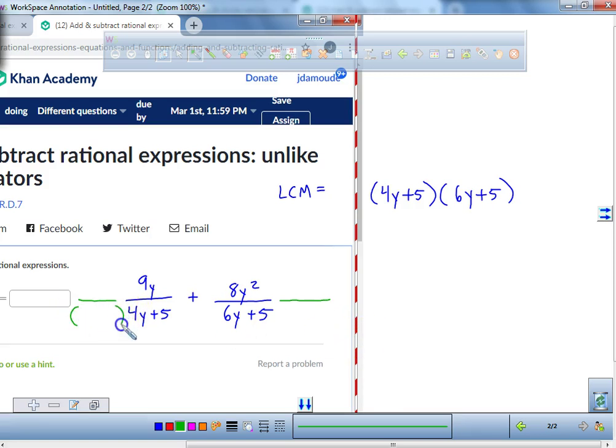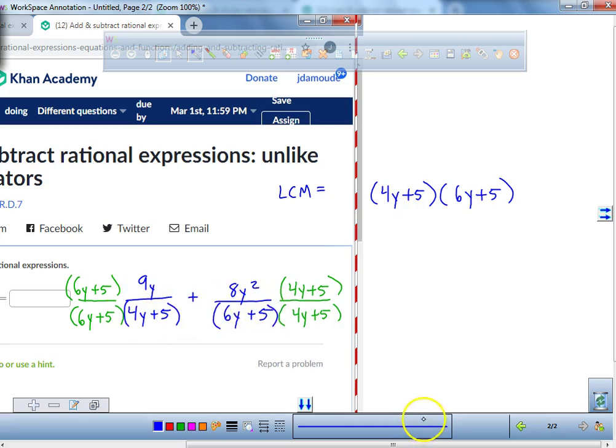So what does this one need that it does not have? It needs a 6y plus 5. So I'm going to put 6y plus 5 here. I'm going to put 6y plus 5. Whatever you do in the denominator, you have to put in the numerator. Over here, what does this one need that it doesn't have? It needs a 4y plus 5. So all we're going to do is our new denominator is going to be the product of both of these.